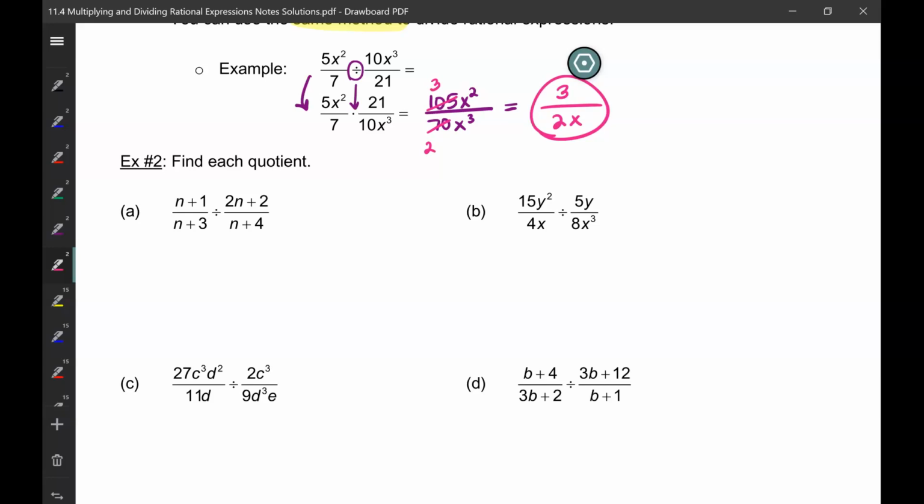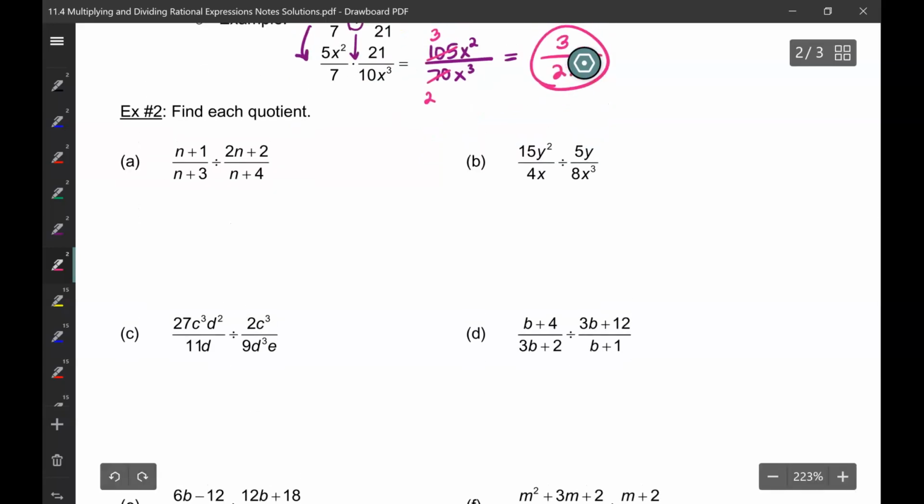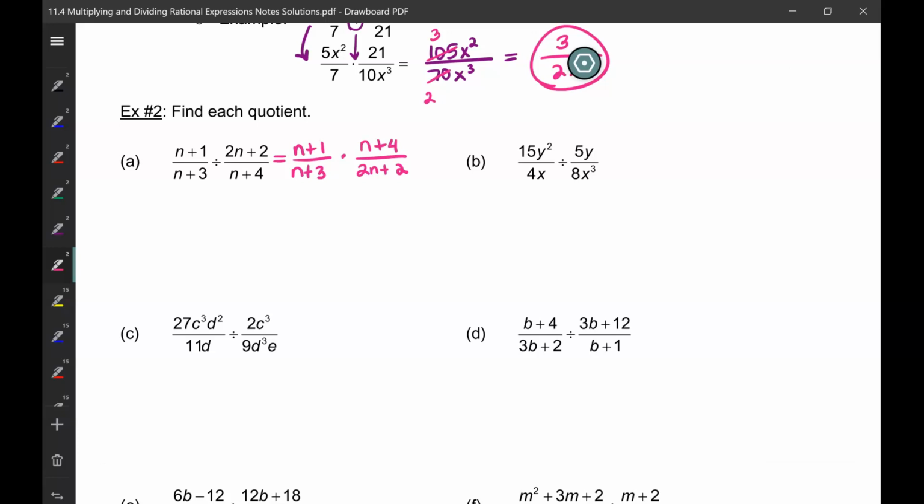Okay, find each quotient. So we are going to keep n plus 1 over n plus 3. We're going to change the division to a multiplication, and we're going to flip. So we're going to put n plus 4 over 2n plus 2. Now, this is where we want to take what we did on the previous page, because now we're basically changing it to a multiplication. So I have n plus 1 over n plus 3 times n plus 4.